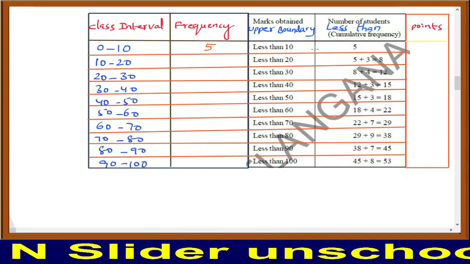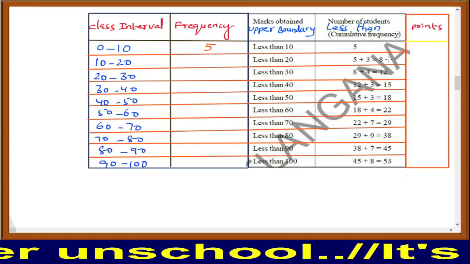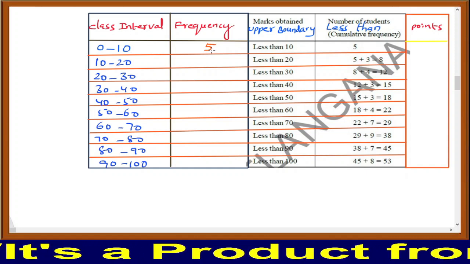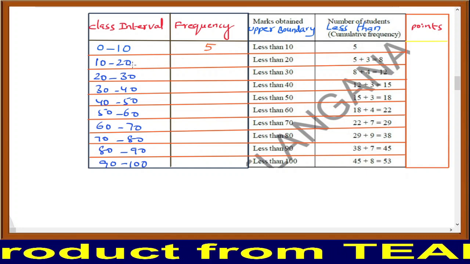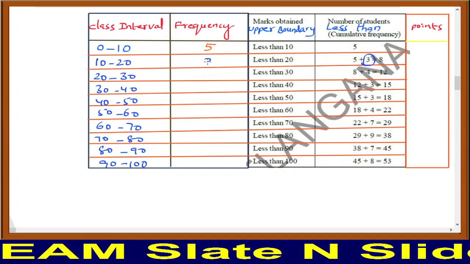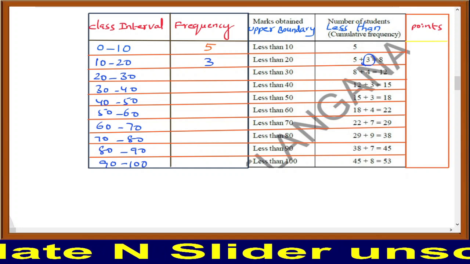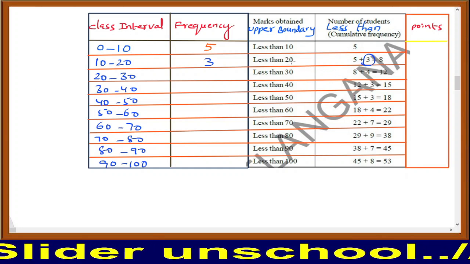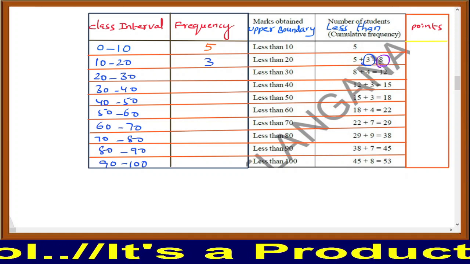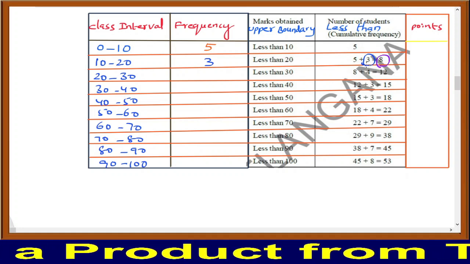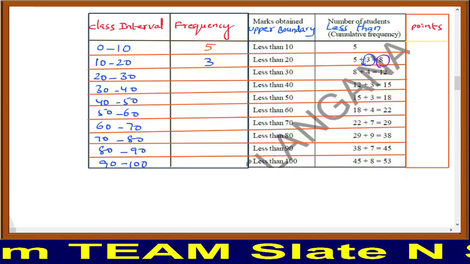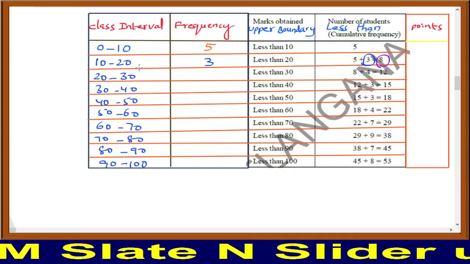Just observe the frequencies. So, less than 20 is 8 students, and less than 10 is 5 students. That means 10 and up to below 20 will be how many students? These 3 students only. So, the frequency will be 3 itself. Again, once again observe, less than 20 is 8 students. So, below 10, that means less than 10 students is 5, then 6th, 7th and 8th students, these 3 students will come under 10 to 20 class interval.